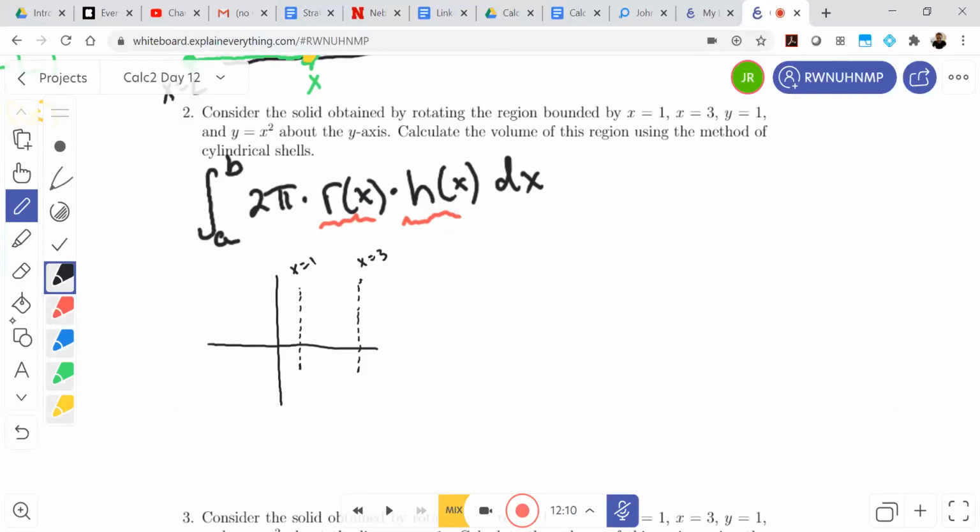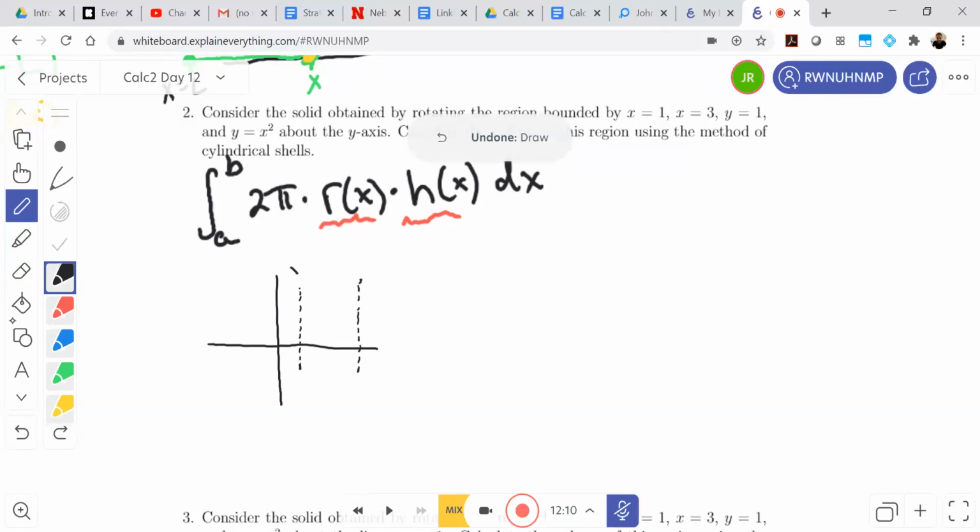We've also got y equals 1, so that's this horizontal line. Y equals 1. And as I'm doing this, I realize I probably drew a poor picture, so don't copy me just yet. We've also got the curve y equals x squared, which is going to look like this. Shoot way up there.